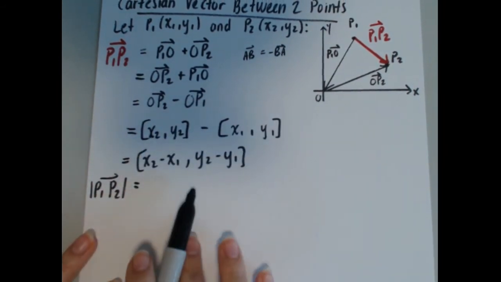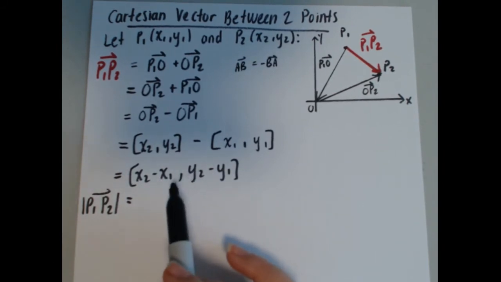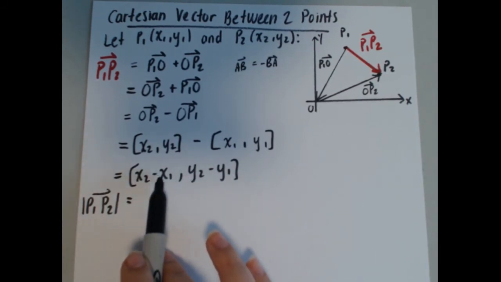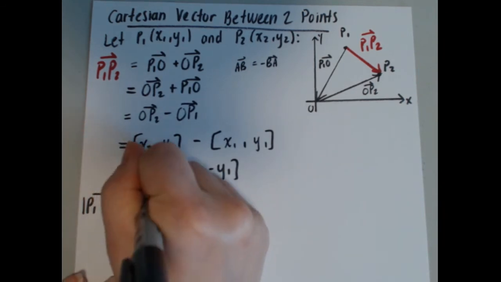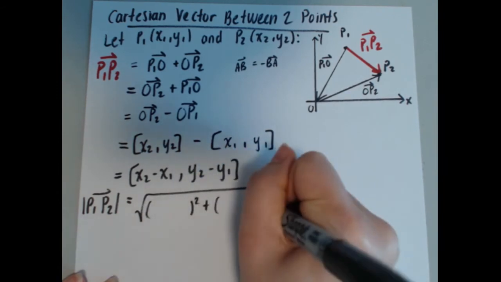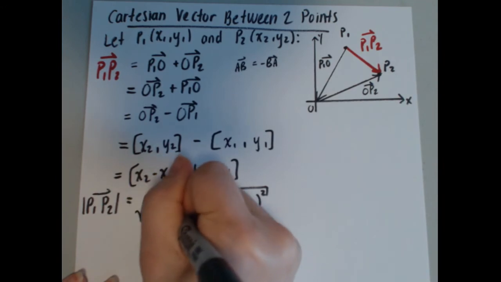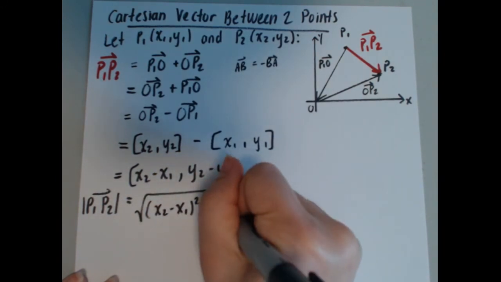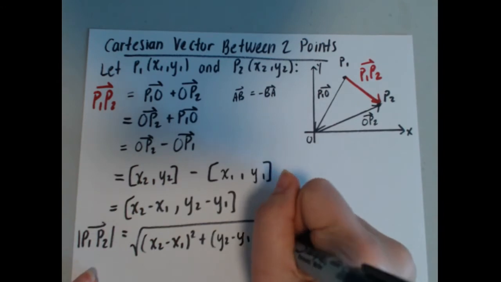Now you know how to find magnitude. We've been doing this in many of the problems so far. What I need to do is use the Pythagorean theorem. I've got an x component, I've got a y component. The hypotenuse is going to be the square root of the sum of the squares of the x and the y pieces. So the x piece is x2 minus x1, and the y piece is y2 minus y1. And sure enough, there you have it. There is your distance formula between 2 points.